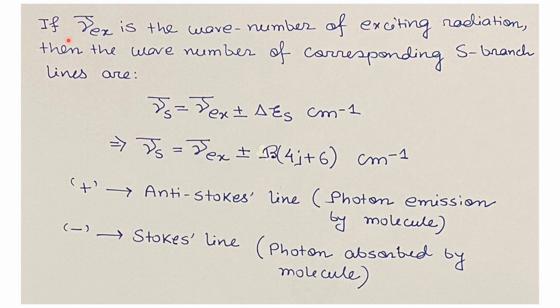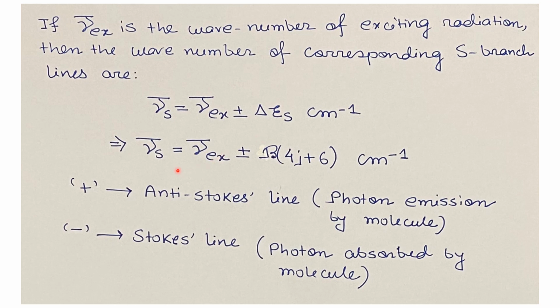Now, if nu Ex bar is the wave number of the exciting radiation on this molecule, then the wave number of the corresponding S-branch lines is nu S bar equals nu Ex bar plus minus del Es centimeter inverse. So here nu S bar is the wave number for the corresponding S-branch line, nu Ex bar is the wave number of the exciting radiation, and del Es corresponds to the wave number for the allowed transition in that S-branch line.